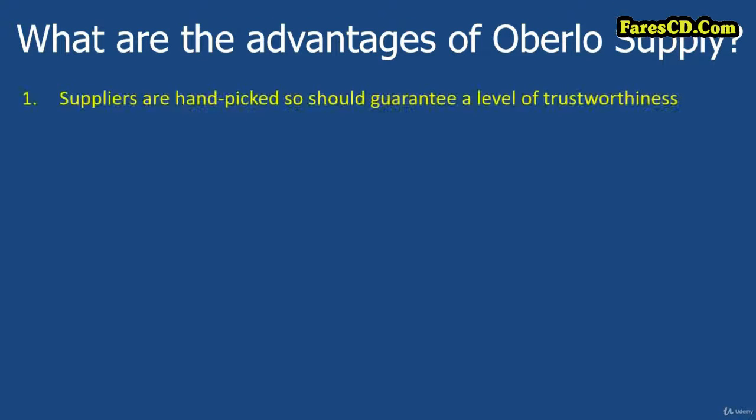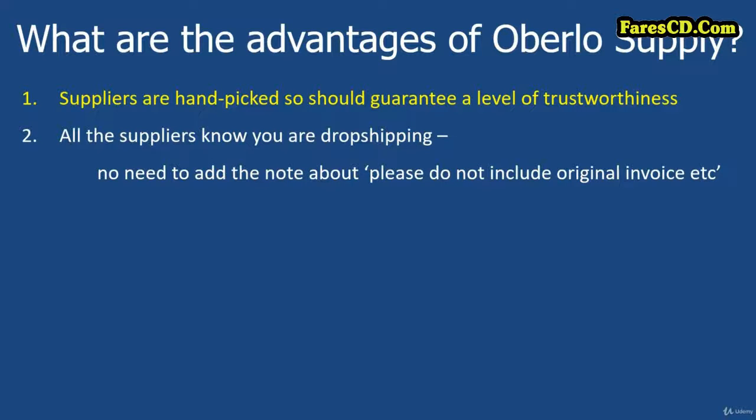So what are the advantages of Oberlo Supply? Well, there are many. First off, as we now fully understand, the suppliers are handpicked, so they should guarantee a level of trustworthiness. Now, the second thing is that all of the suppliers in the Oberlo Supply database know that you are drop shipping. So that note that we had to put in about please do not include the original invoice, etc., that's not necessary.